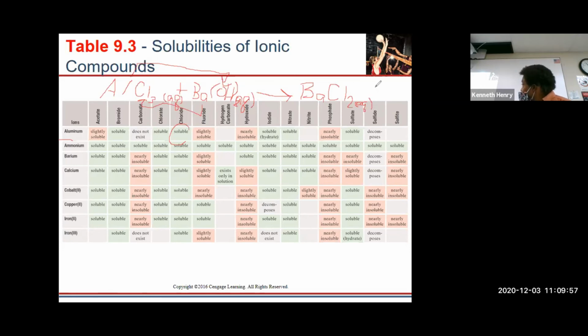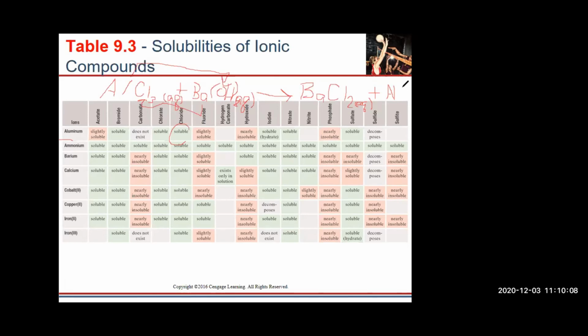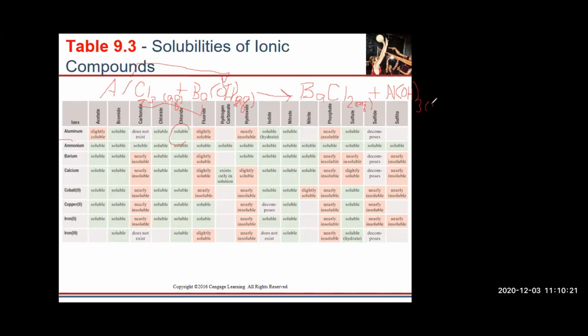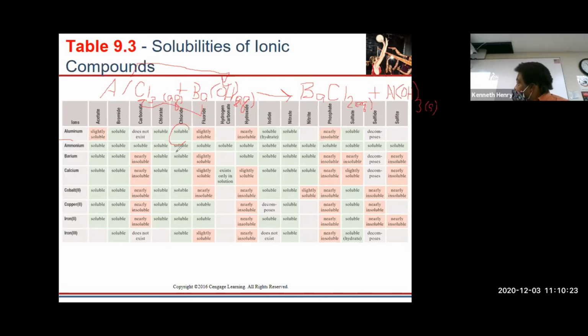What about aluminum hydroxide? It's going to be Al what? Is it a solid? Al(OH)3, and it's going to be a solid. How did you figure out it's going to be a solid? Because it says nearly insoluble. So if we go aluminum all the way to hydroxide, nearly insoluble.